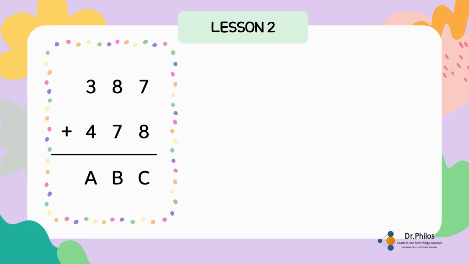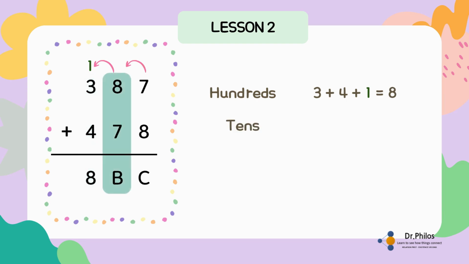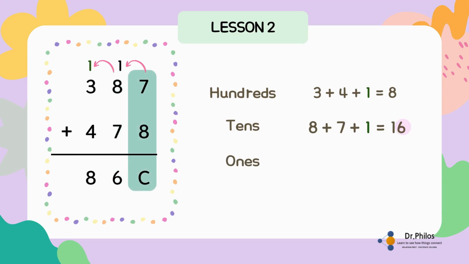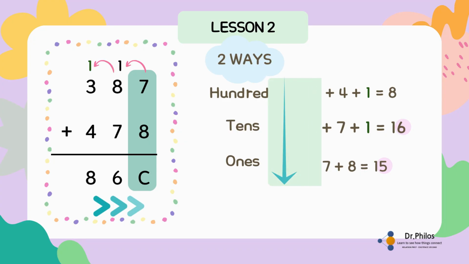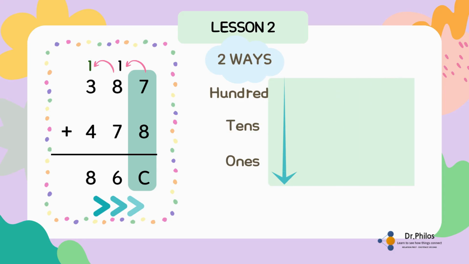What is A in the hundreds place? It's 8. What about B in the tens place? It's 6. And C in the ones place? It's 5. There are 2 ways to do addition: going from the ones place to the highest place, and going from the highest place to the ones place. If you calculate from the highest place down to the ones place, it's easy to visually check if a carryover is coming from the neighbor on the right, so there are fewer mistakes.